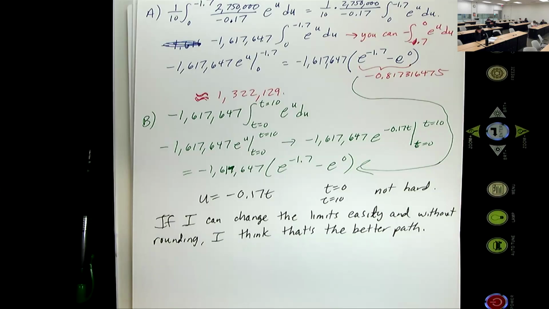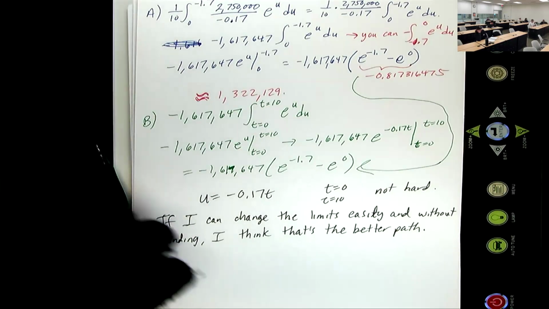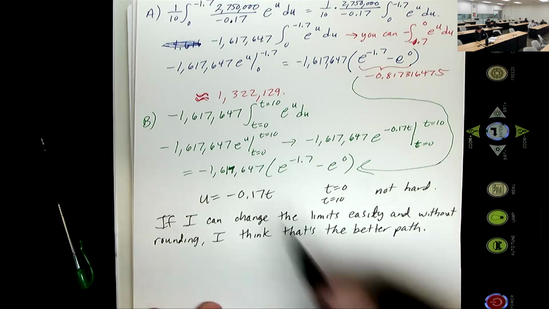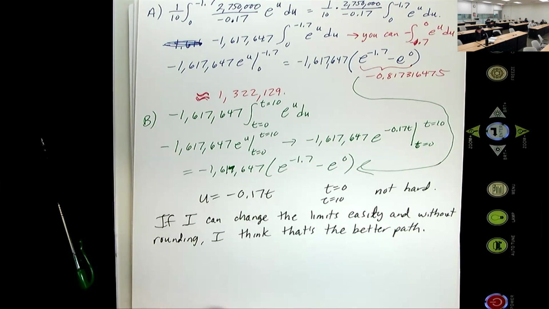It's easy to get distracted, or even if you're not distracted, if it was a long thing to integrate, not just e to the u, it's easy to forget that you had to go back. It's easy to forget to write down t equals, or whatever the variable is. So if you can, without rounding and without too much work, you're better off. You're less likely to make an error, so let's go with changing the limits of integration.